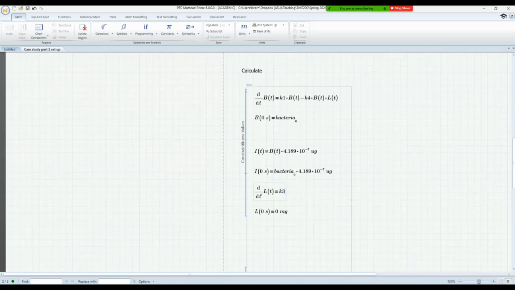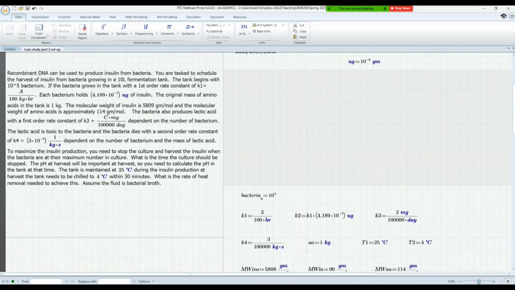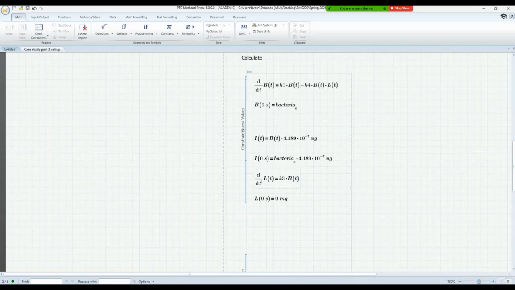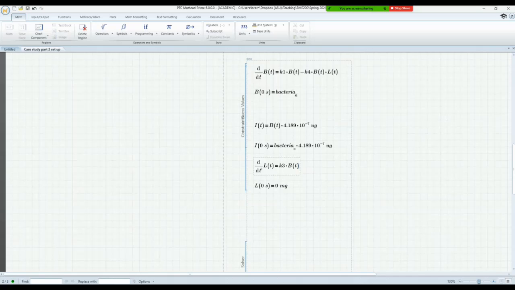That's just to make this K3, when it multiplies a number, which is the times B of t, that doesn't have a unit. So this K3 needs to have the mass per time there. So the lactic acid has a mass per time. So basically it's just saying that each bacteria produces some milligrams of lactic acid for every day. So that's your production of lactic acid, and nothing consumes it, so there's no minus on this equation. So now you've got your 3 equations and 3 initial conditions.